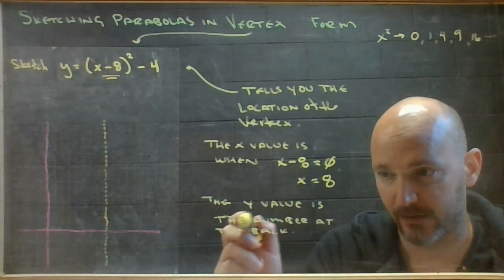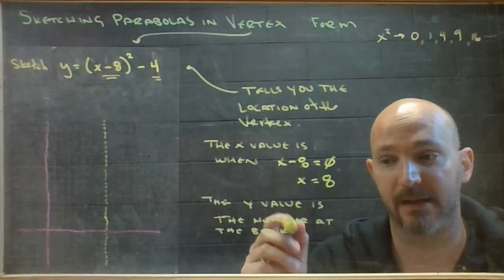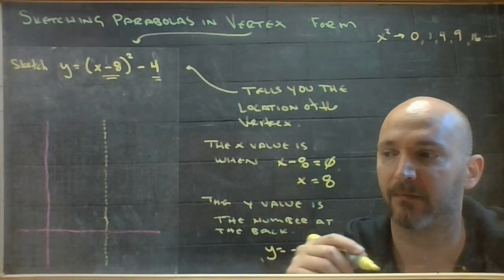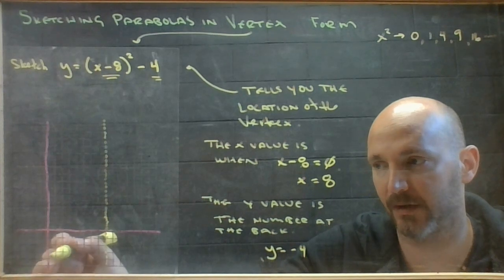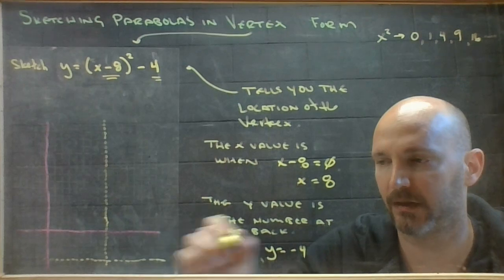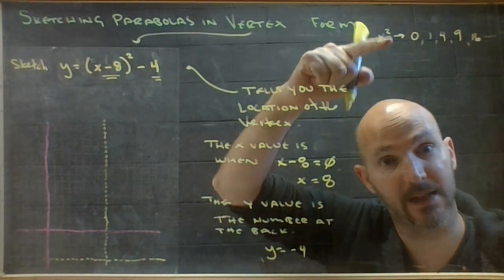The y value is the number at the back. So there it is. That number at the back is -4 for this particular example. So I'm going to find where y equals -4. 1, 2, 3, 4. And that's going to serve as my count line for these x squared values.